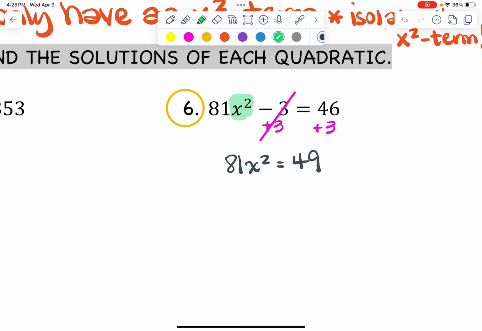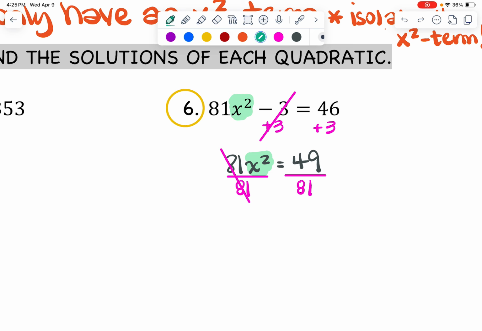Now, technically, you should not be square rooting yet because you have not isolated the x squared yet. So your next step should be to divide by 81. And I know some of y'all are like, well, Miss Jester, that's not a very pretty number. I don't want to divide 49 by 81, but it's okay.